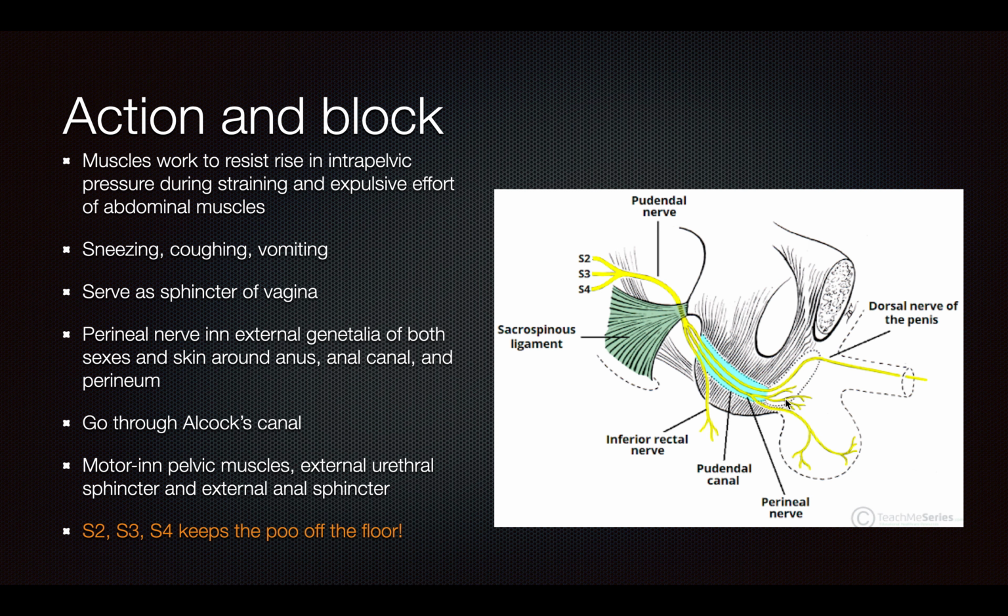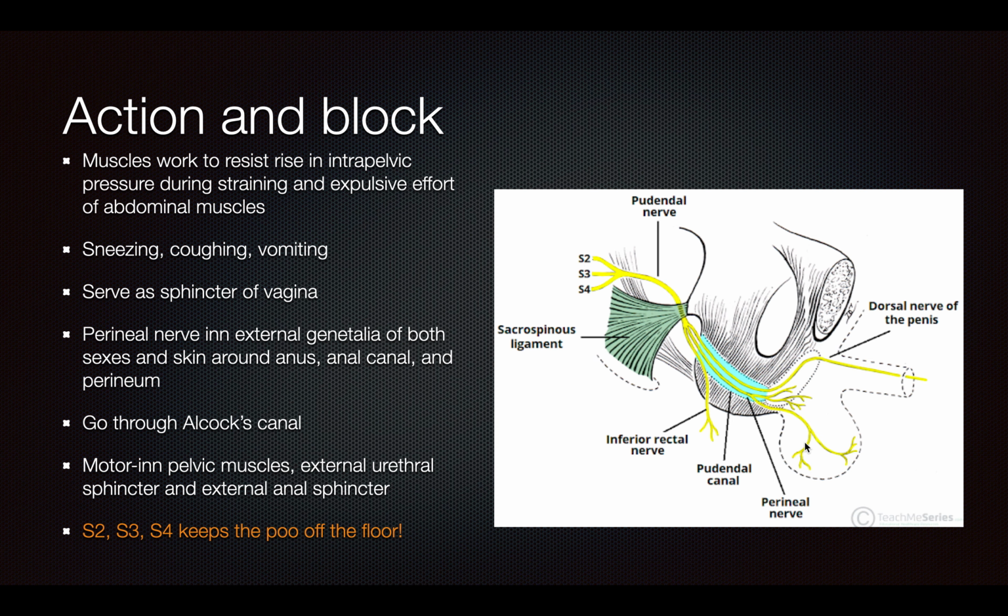So if you remember the little mnemonic to remember the cervical nerves, remember C3, 4, 5 keeps you alive. Those cervical nerves are involved in respiration and the heart.